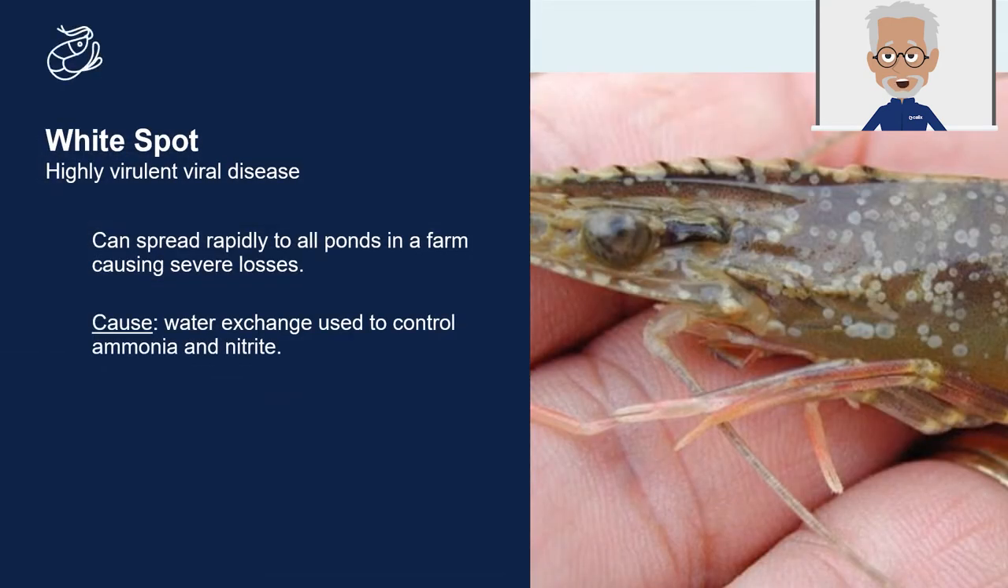What you see on the right here is a shrimp infected with white spot, a highly contagious viral infection that affects crustaceans such as shrimps and crabs.